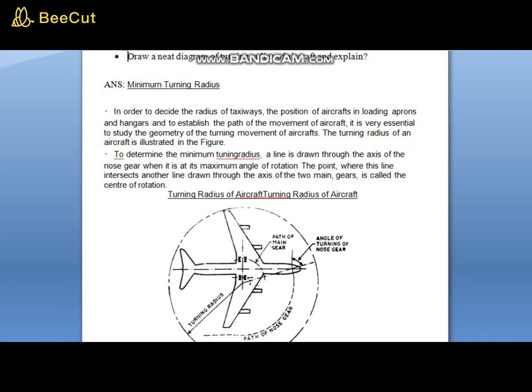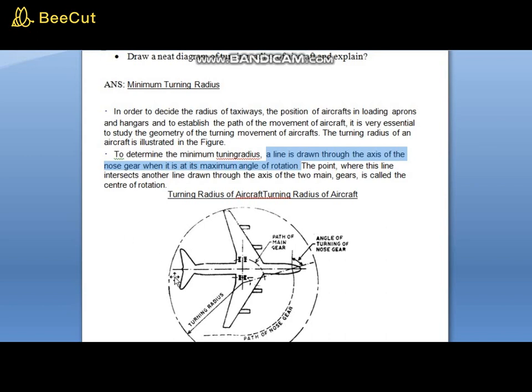One line we get from a line drawn to the axis of the nose gear when it is at maximum angle of rotation. This is the line. Where the line intersects the other line drawn to the axis of the two main gears, these are nothing but main gears, this is the line. This line comes and intersects this line. So this is nothing but the center of rotation. From the center of rotation, if you measure till here, it is nothing but turning radius.